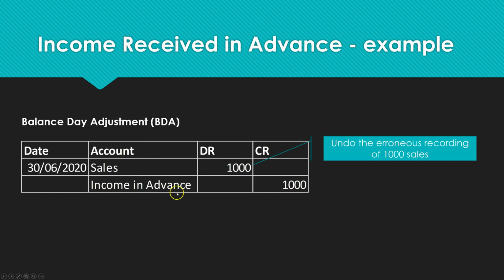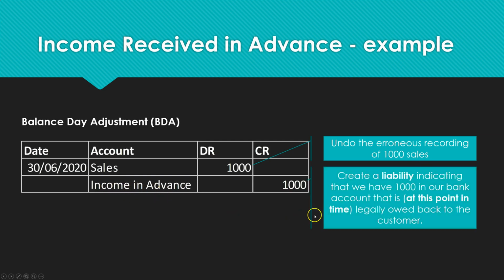And this is where the balance day adjustment account comes into effect, income in advance. Now, the reason we are using a liability here is because we are creating something that we owe to our customers. We have $1,000 in our bank account that we recorded on the previous slide that we legally owe back to the customer until we've done the work. So this is a liability at this point. We owe them the money until we do the work.